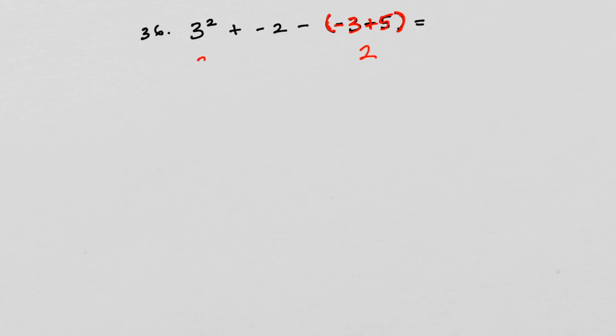Now we have 3 squared plus negative 2 minus 2. In the order of operations, we will do the exponent next. 3 squared is 9. Finally, we can work on 9 minus 2 minus 2. This will give us 5.